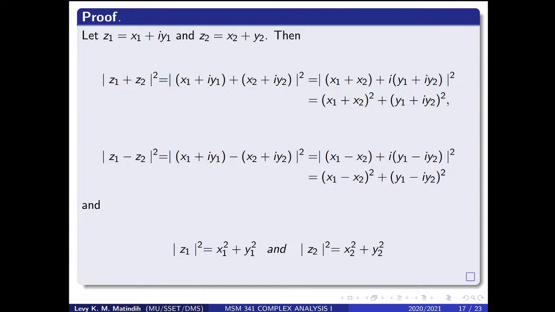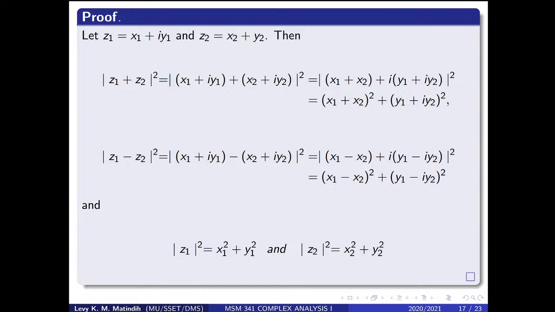This will give us the square root of the square of the real part and the square of the imaginary parts. So in this case, the square will cancel with the square root. So we are just going to have the square of x1 plus x2 plus the square of y1 plus y2.